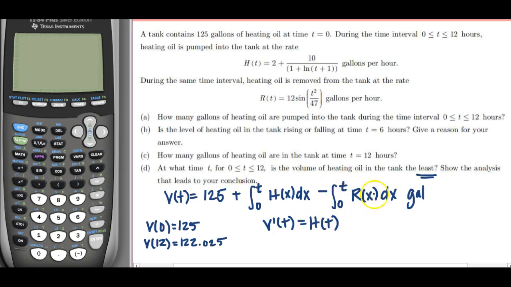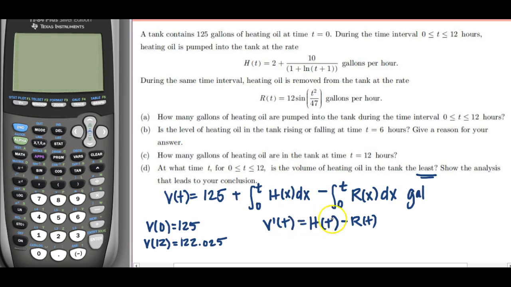And then taking the derivative of this function here, again, same thing. t goes into the x. I'm taking the derivative with respect to t. This is an accumulation function. This is an application of the FTC part 2. So minus r of t.